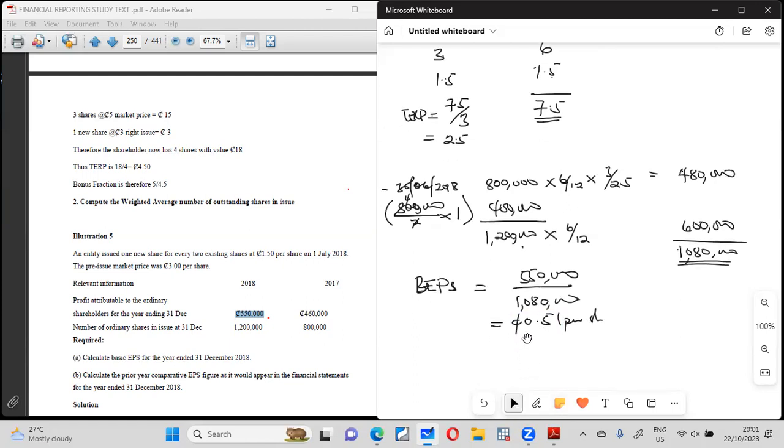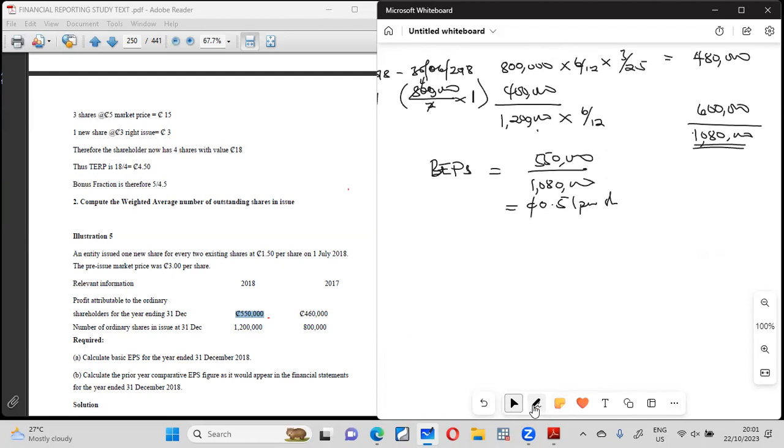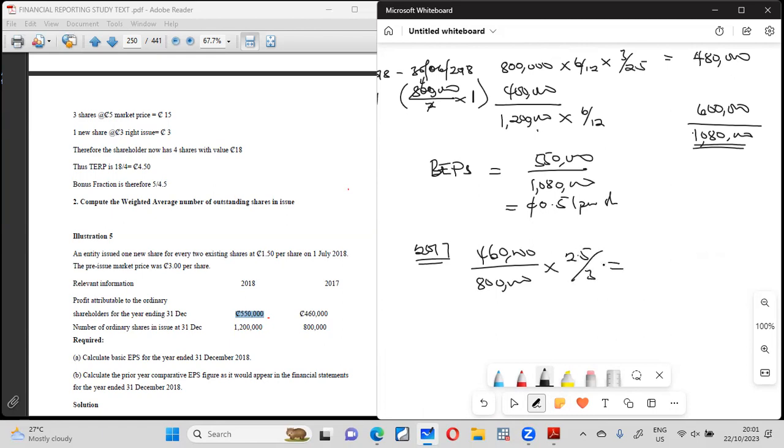Now the comparative, you are going to multiply by the inverse of the rights fraction. So 2017 will be 460,000 over 800,000, right? Multiply by the inverse. The inverse is 2.5 over 3. So that's all. Okay, so that's it.